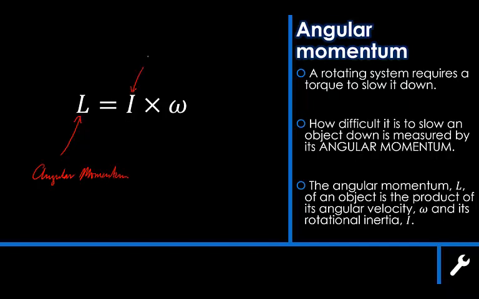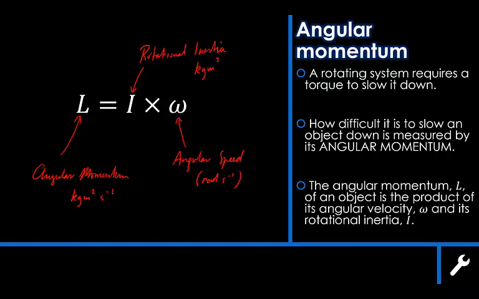I is the rotational inertia, which you can remember depends on the mass and the effective radius of the object, and omega is the angular speed. Angular speed is in radians per second. Rotational inertia is in kilogram meters squared, and angular momentum is in kilogram meters squared per second, which is the product of kilogram meters squared and radians per second. Radian technically doesn't have a unit because it's the ratio of two distances.